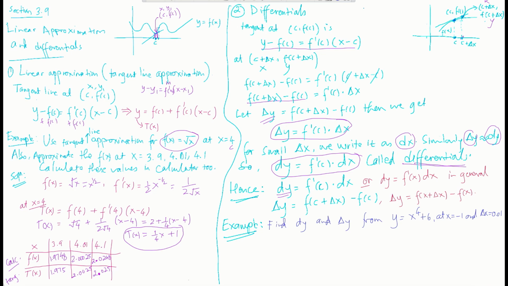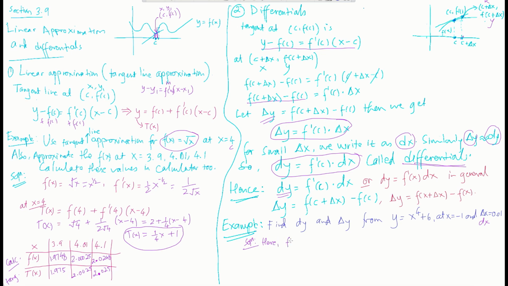Okay, let's take one example. Find dy and delta y from y equals x to the 4 plus 6 at x equals -1, and delta x is given as 0.01. So this delta x is basically the same as dx, right? To find dy, we need f prime of x times dx. So you need to find the derivative, right? So the solution is here.